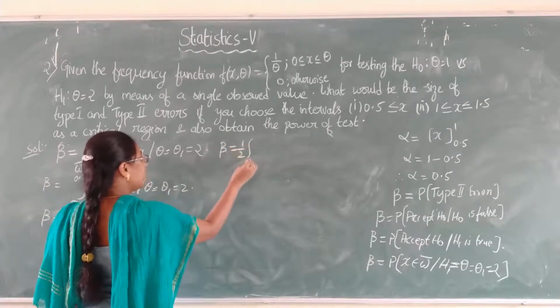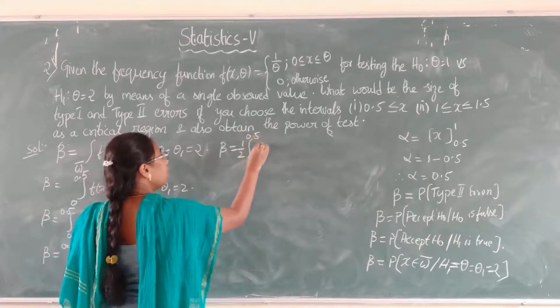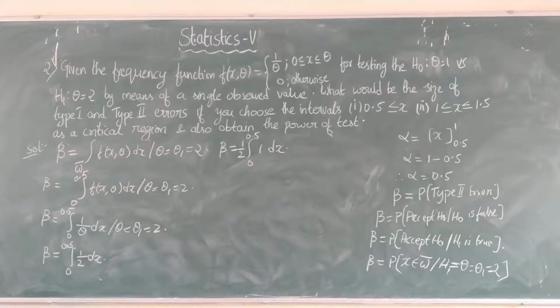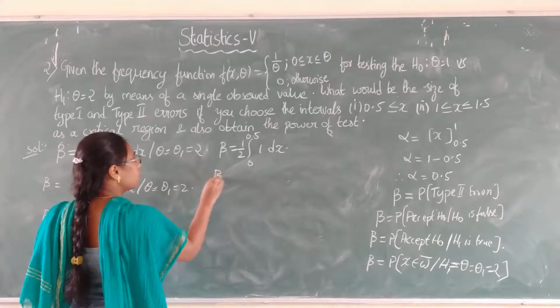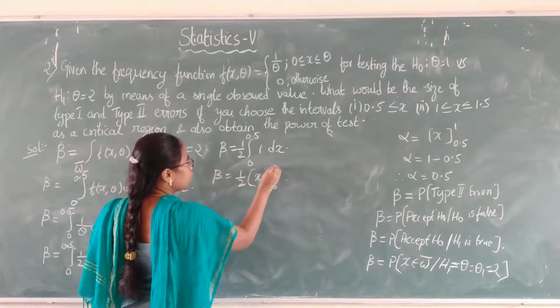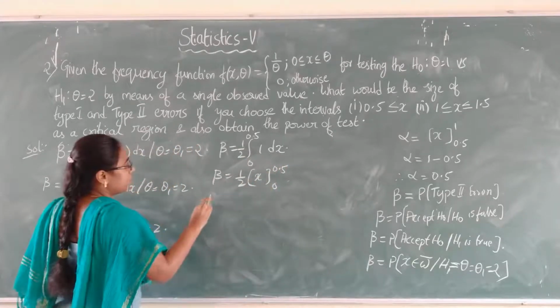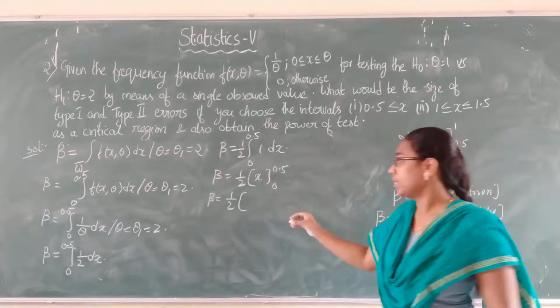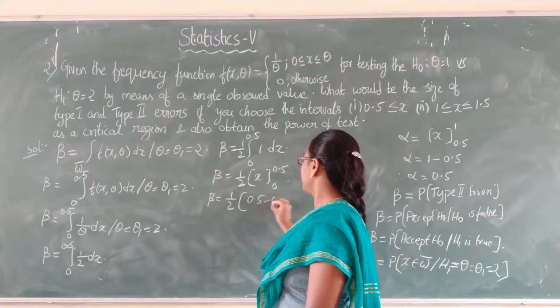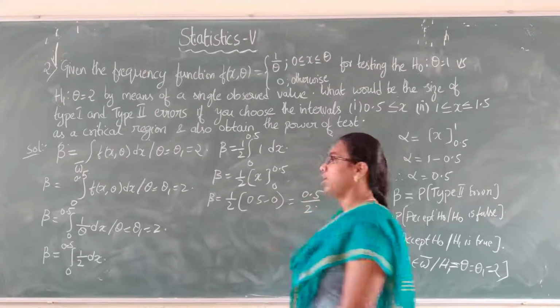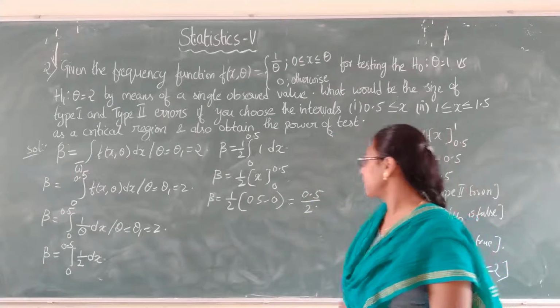1 by 2 is a constant, integral from 0 to 0.5 of 1 dx. Integration of 1 is x itself. So beta equals 1 by 2 into x within the limits 0 to 0.5. So beta equals 1 by 2 into upper limit 0.5; 0.5 minus 0 is 0.5 only. So 0.5 divided by 2 is 0.25.